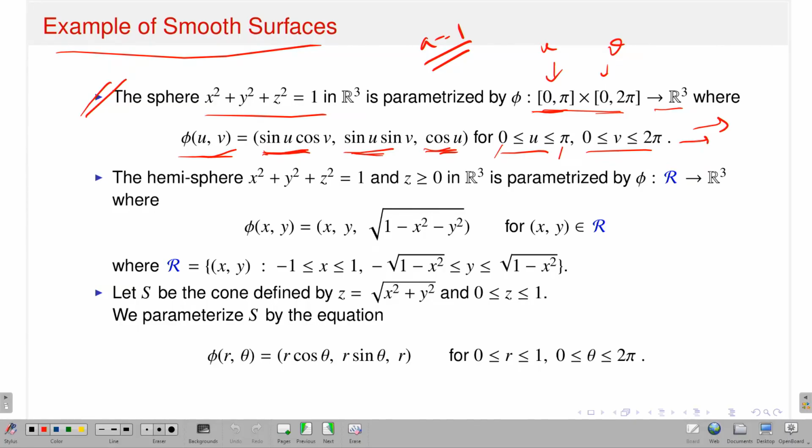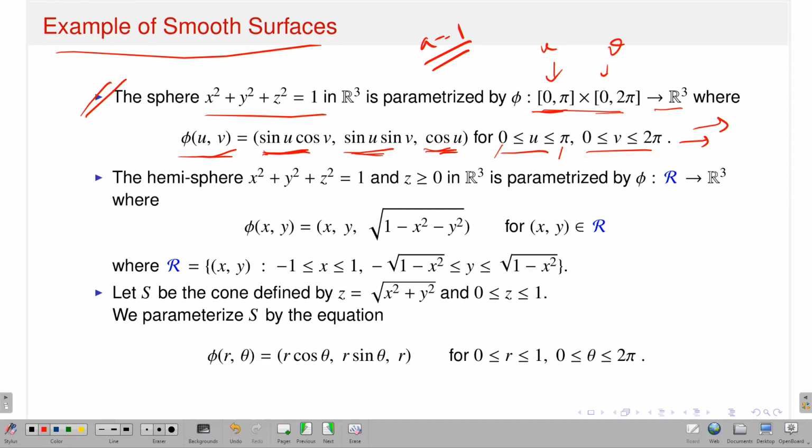Okay, so kindly verify this one, whether phi is 1-1 in the open region (0, pi) cross (0, 2 pi). And you have to show that if I take any point p in my region (0, pi) cross (0, 2 pi), the corresponding vector phi_u cross phi_v at p is also a non-zero vector.